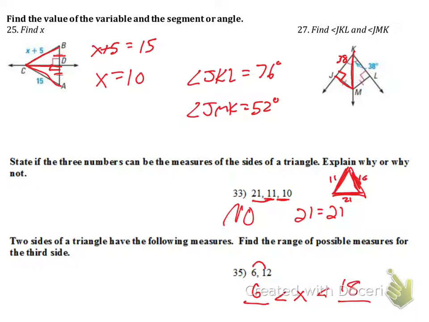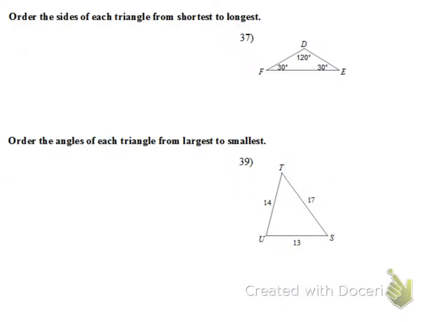And that's just your final answer. That tells you the range of the possible measures for that third side of the triangle.